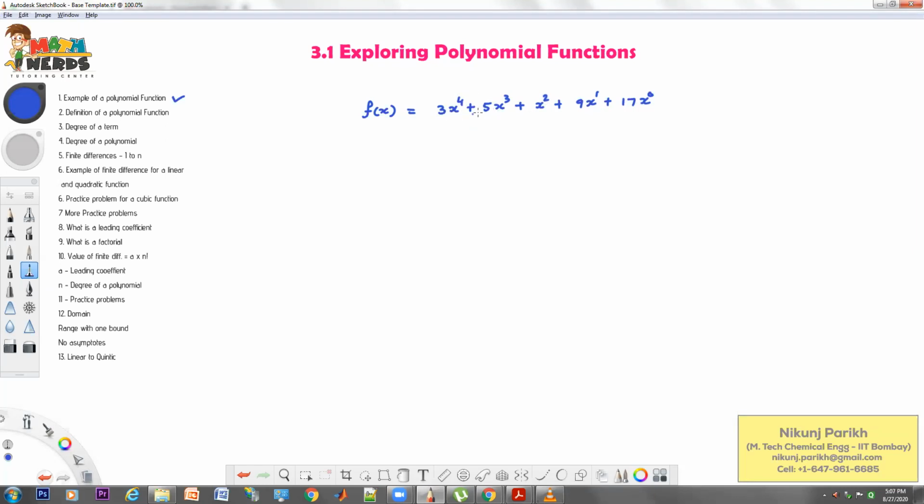This number doesn't have any pattern. Yeah, they are coefficients. So here the coefficient is 3, here it is 5, here the coefficient is 1, 9 and 17.